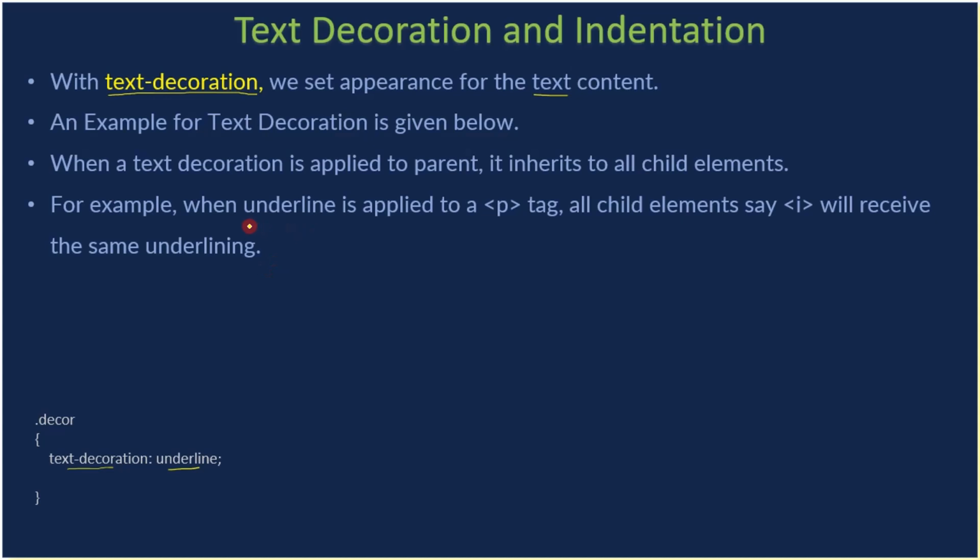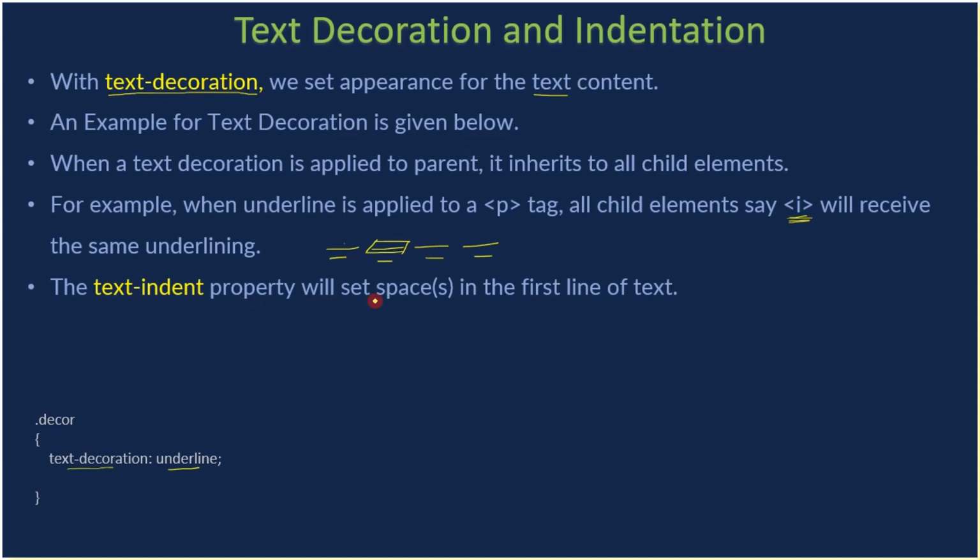For example, when underline is applied to a p tag, all the child elements, say if a paragraph tag contains an italic tag, will receive the same underlining. So the net effect is, if this is a word inside the paragraph and italic is applied to it to tilt the words, when you use underline, the underline will be applied to all the children. So for each word it will be applied.